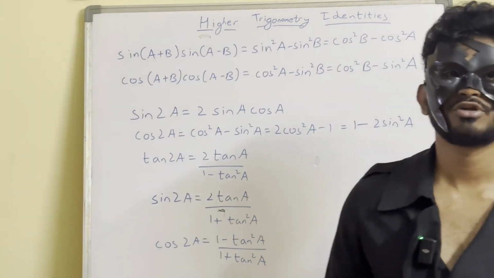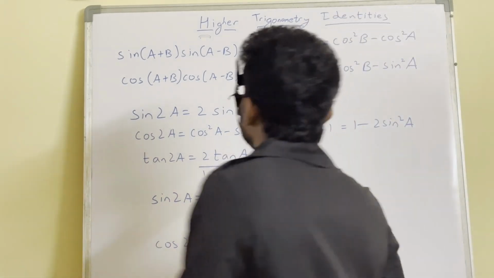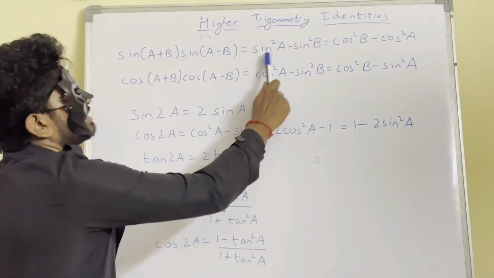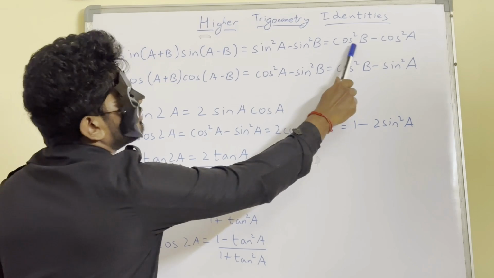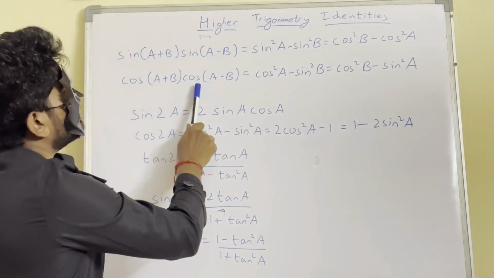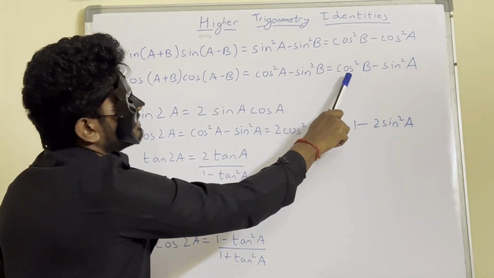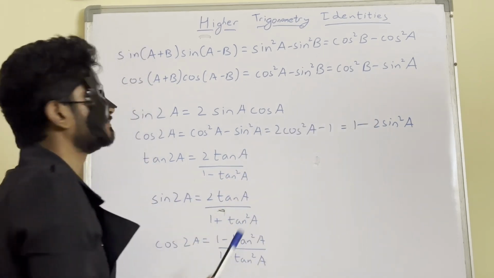So superhumans, other important identities are sin (A plus B) into sin (A minus B) is equal to sin square A minus sin square B, or it is also equal to cos square B minus cos square A. Cos (A plus B) into cos (A minus B) is equal to cos square A minus sin square B, which is also equal to cos square B minus sin square A.